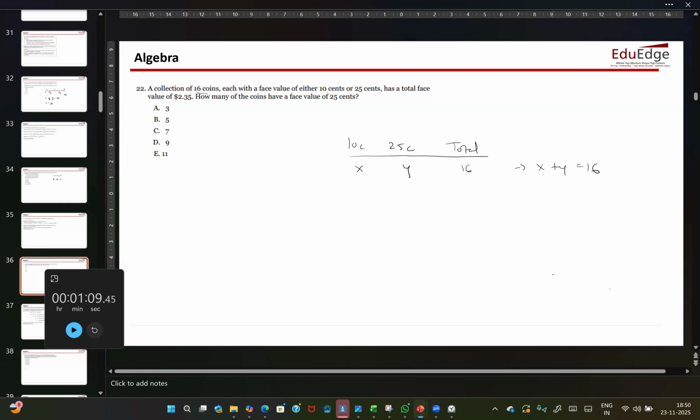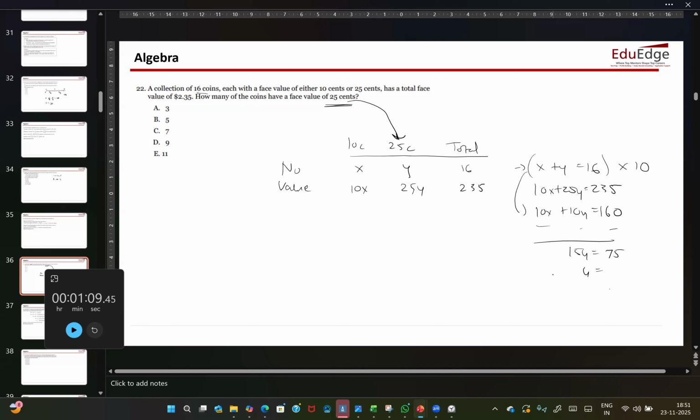So one equation is X plus Y is equal to 16. And the other is the value equation. So this is number, the other is value. So 10x plus 25y, total is 235 in cents. To solve this, I multiply the first equation by 10. So 10x plus 10y is equal to 160, because anyway we need y. Subtracting, 15y is equal to 75, so y is equal to 5.